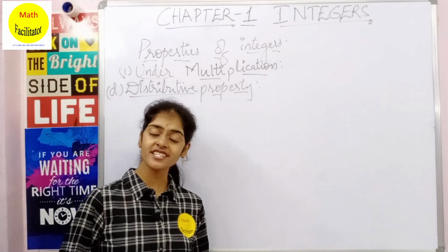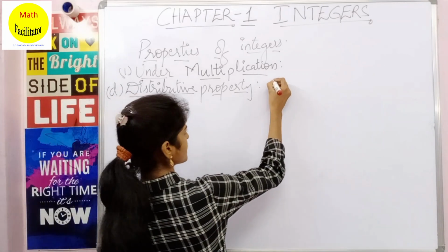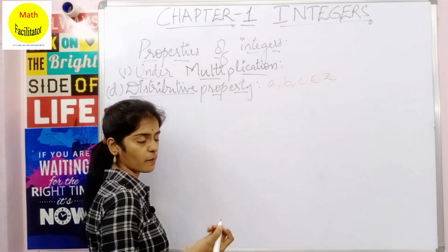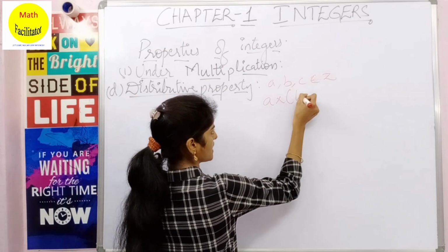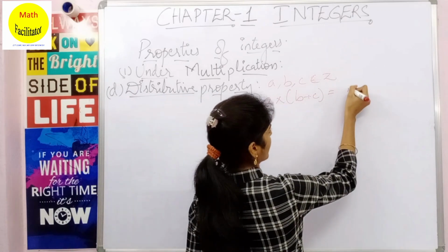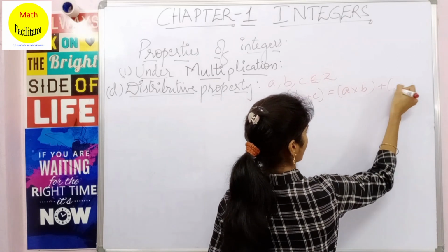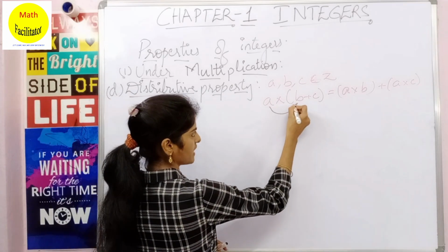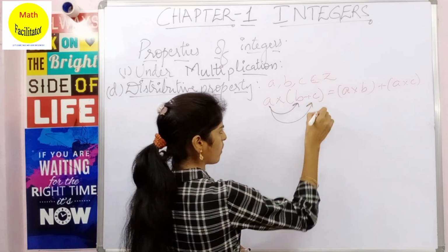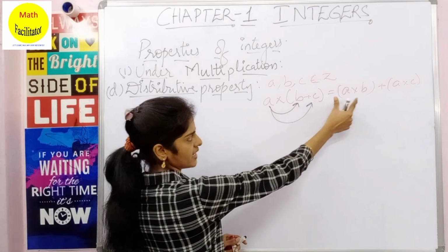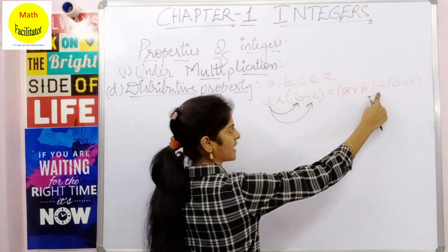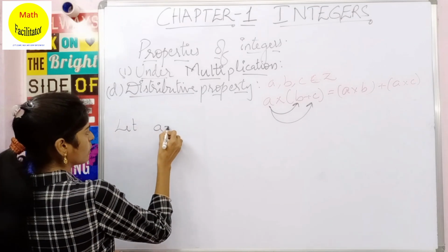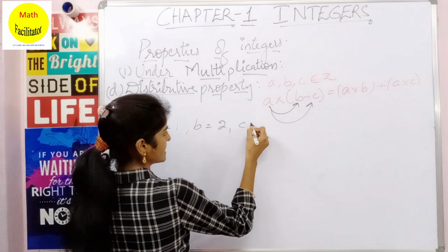Now let us talk about the distributive property of integers. So what is it? If A, B, C are any 3 integers, what is the distributive property? It is nothing but A into (B plus C) should be equal to A into B plus A into C. If you see here, this A is distributed to B as well as this A is distributed to C. So A into B is the first term, you have a plus in between, plus A into C. Clear? Now let us check this property. Let A equal to 1, B equal to 2, C equal to minus 1.